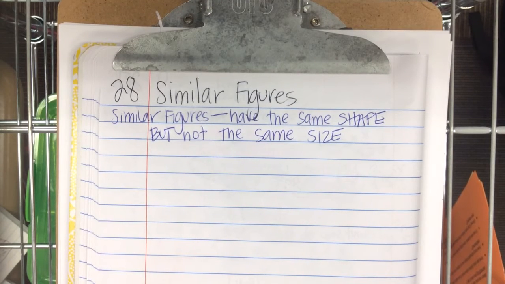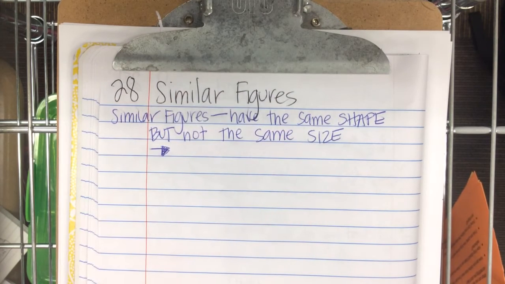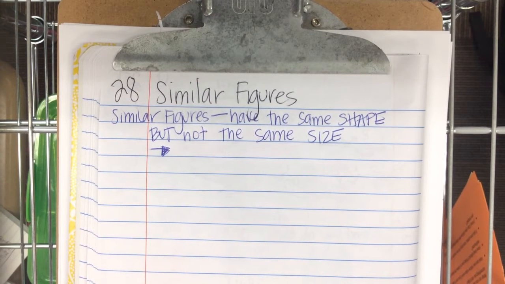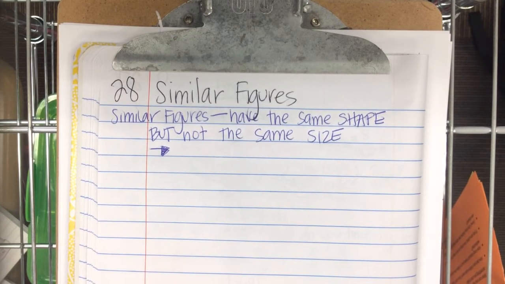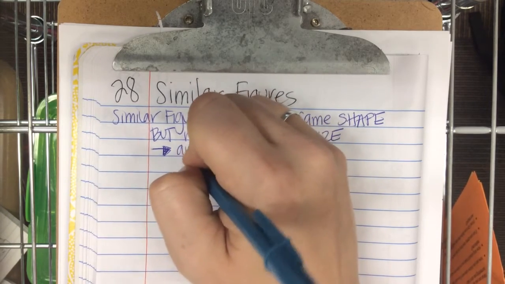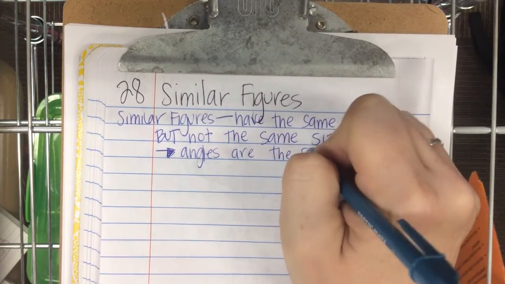Similar figures have the same shape, but not the same size. They're both triangles, or both rectangles, or both parallelograms, but they're not the same size. One's bigger than the other. But because they're similar, their angles are the same.